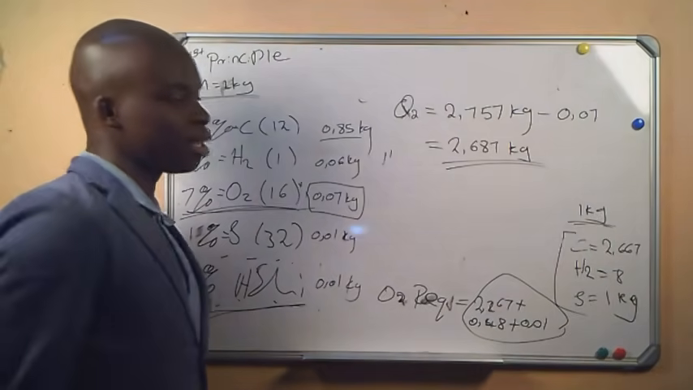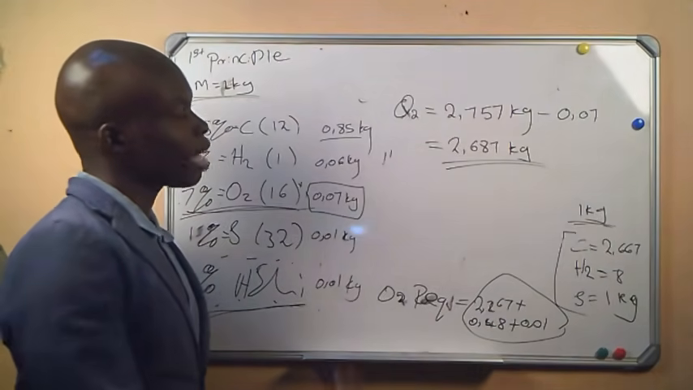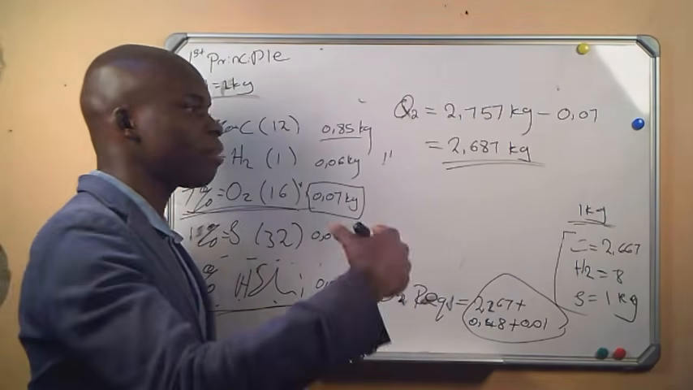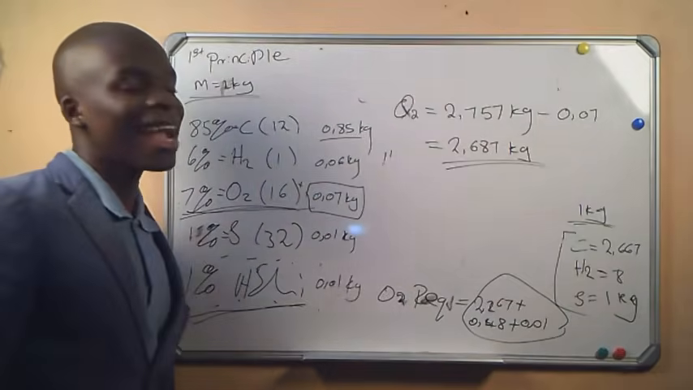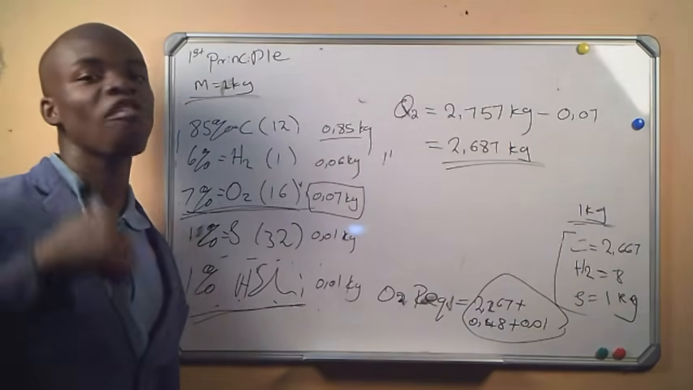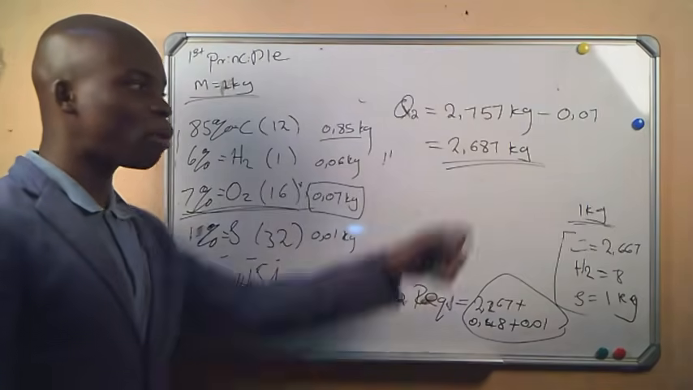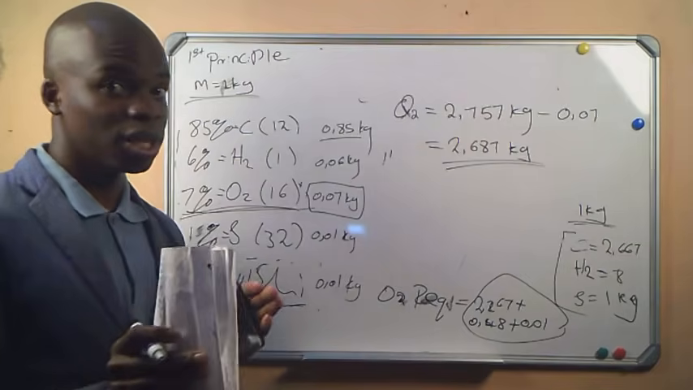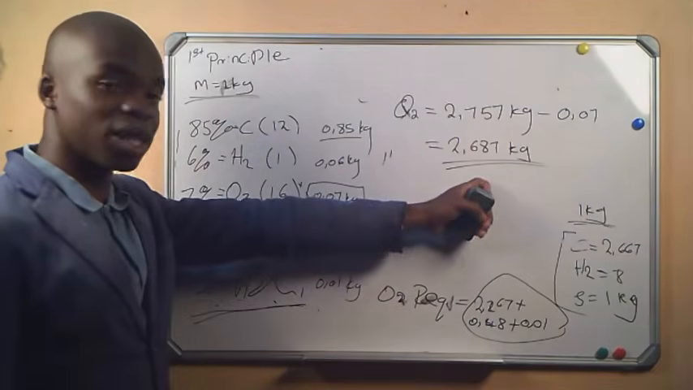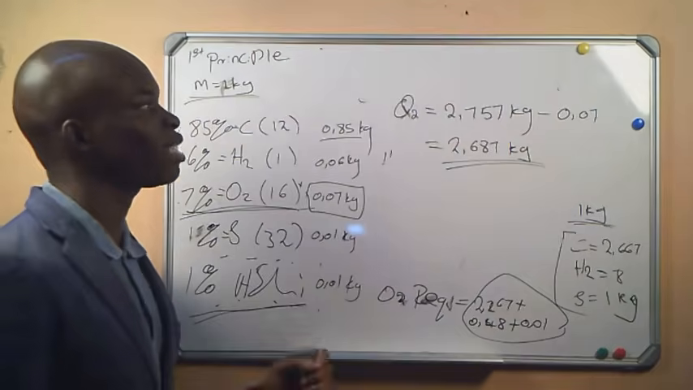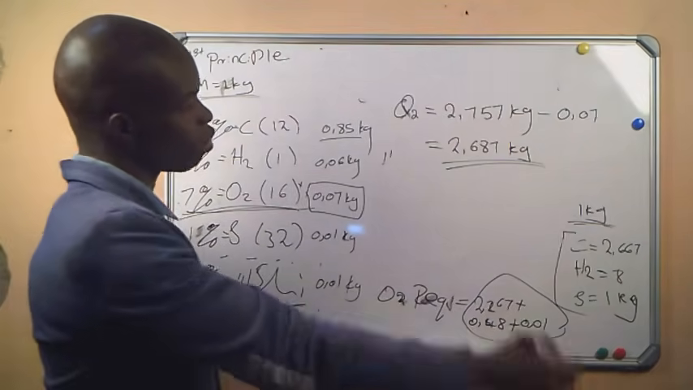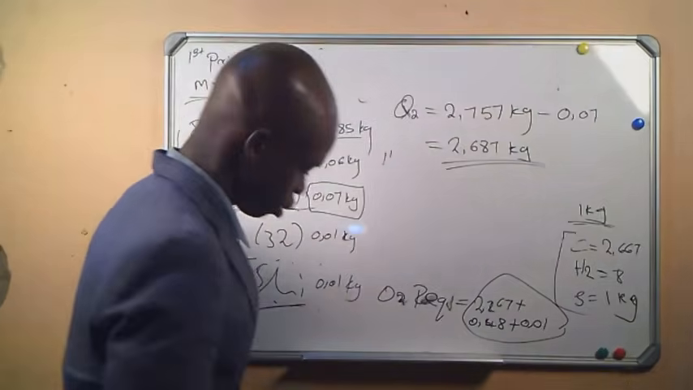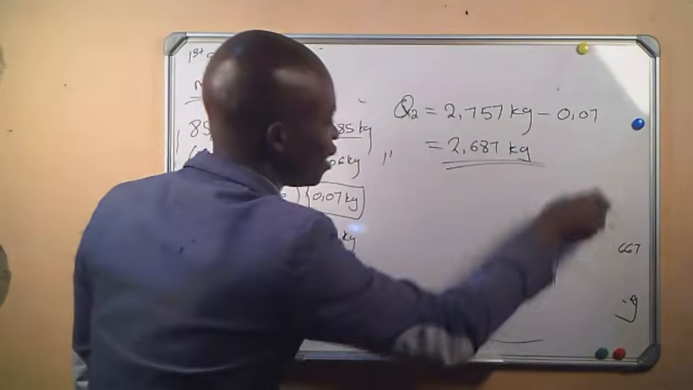This is what they have asked us to calculate. So this is everything that they want. This is how you go about answering this question. But they might go further to say calculate the total amount of air, not the total amount of oxygen, the total amount of air. Remember, air is not oxygen. If they say they want oxygen, this is what they want. If they say they want air, you must calculate the total amount of air.